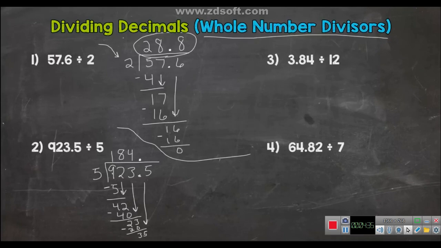And then wrap it up with 35 divided by 5, which is 7. 7 times 5, I'm going to come over here. 7 times 5 is 35, so I get to 35 minus 35 is 0. So I am done. Nothing else to bring down. Went over to my smallest place value, and I get a 0 at the end. So 184 7/10. Now we have a double.